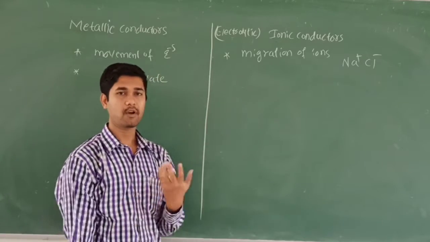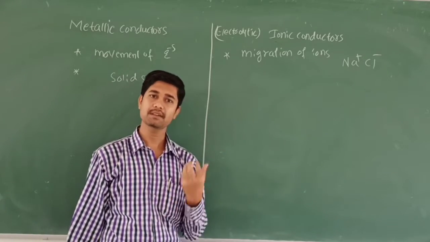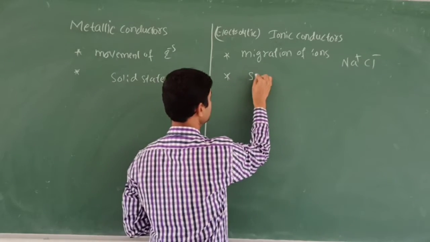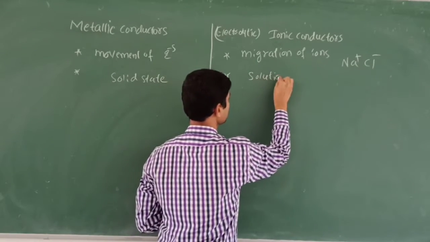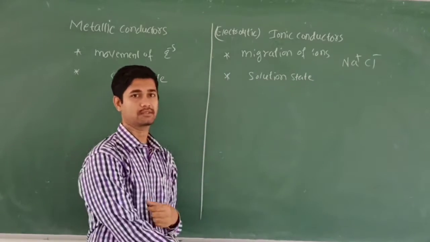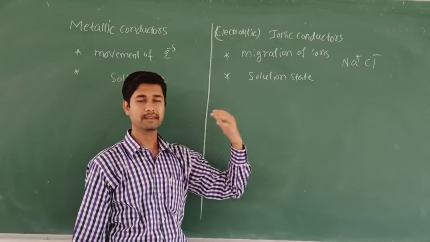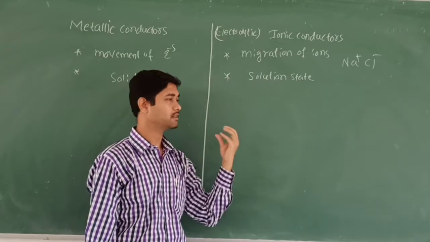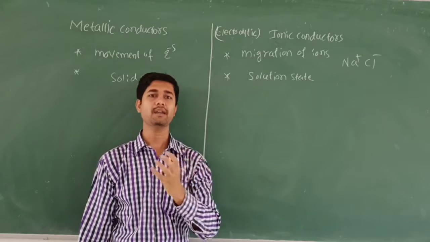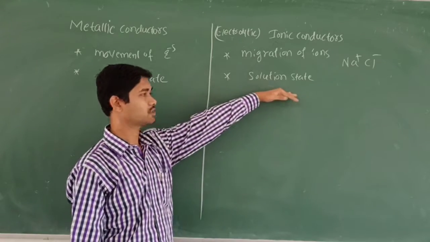Example: copper wire, right? Copper is a metal, and metal is nothing but the solid state. Whereas ionic conductors usually conduct in the solution state or molten state. When you dip the NaCl, that is called an electrolyte. When you dip it in the water solution, the ions will be there, H+ and OH-. So that is called the solution state.